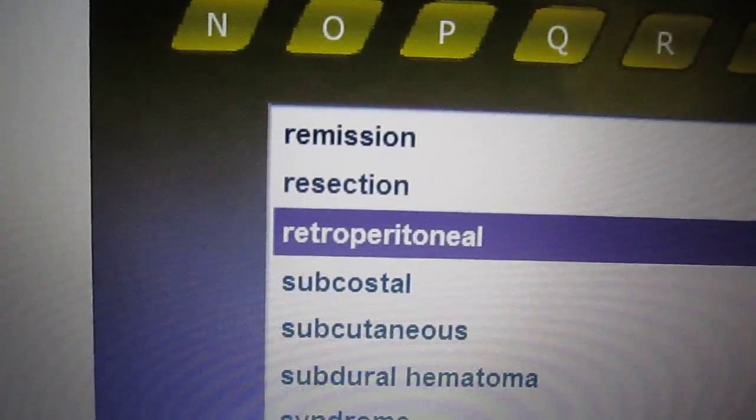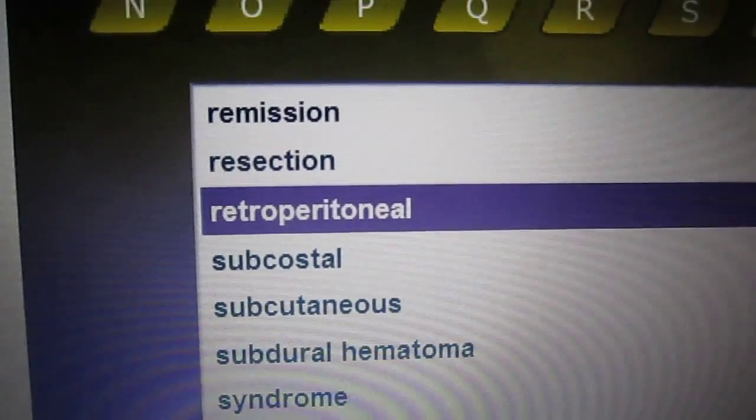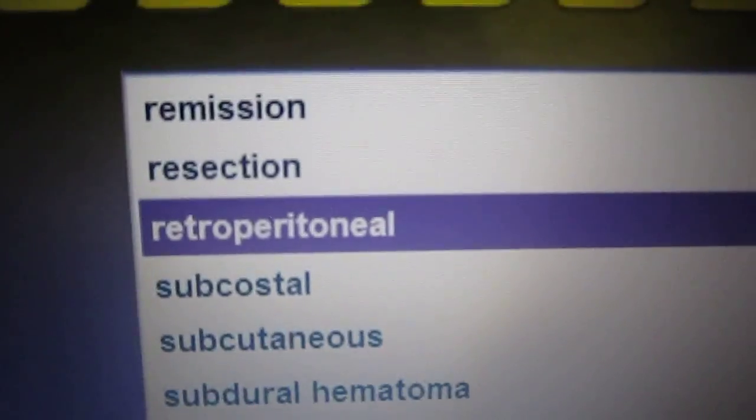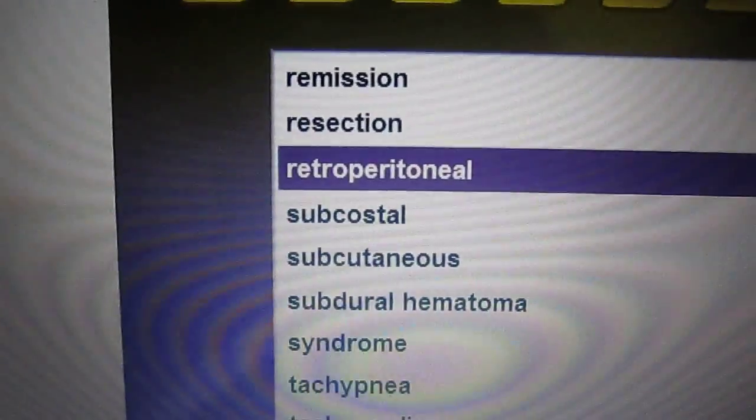Retroperitoneal. Retroperitoneal means pertaining to behind the peritoneum, which is the membrane surrounding the abdominal cavity. The kidneys are retroperitoneal organs.